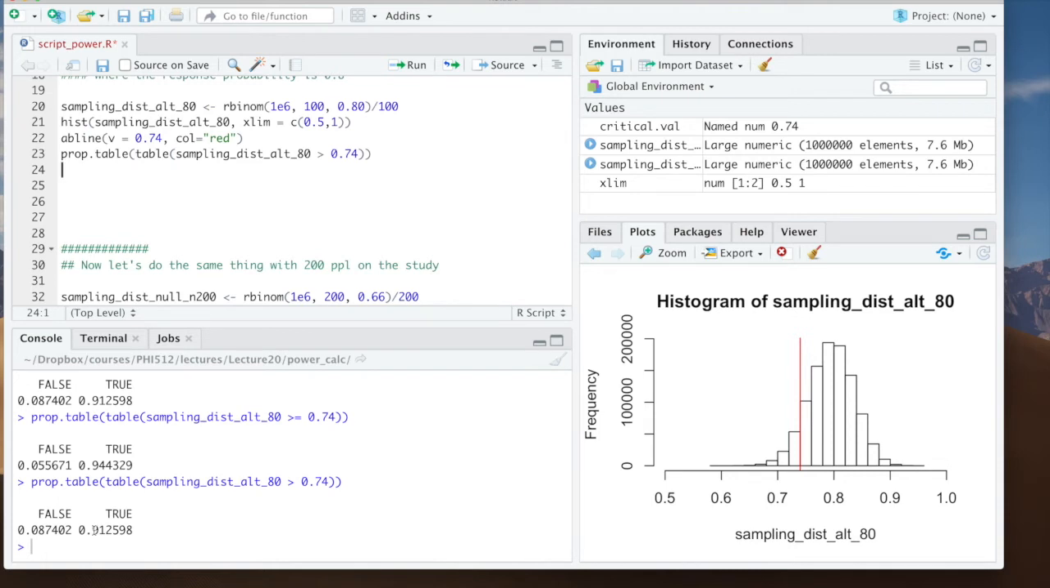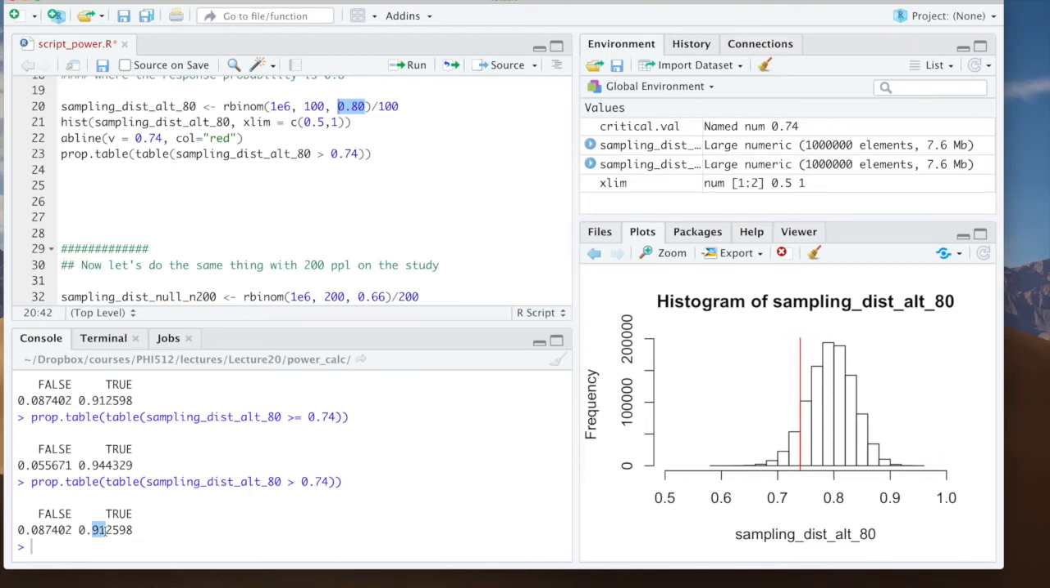And we would say that, again, our power to reject the null hypothesis when the response probability on remdesivir is truly 0.8 and we enroll 100 patients and use a one-sided test at level 0.05 is 91%. We have to specify all of those pieces because they're all important in identifying what our power is.